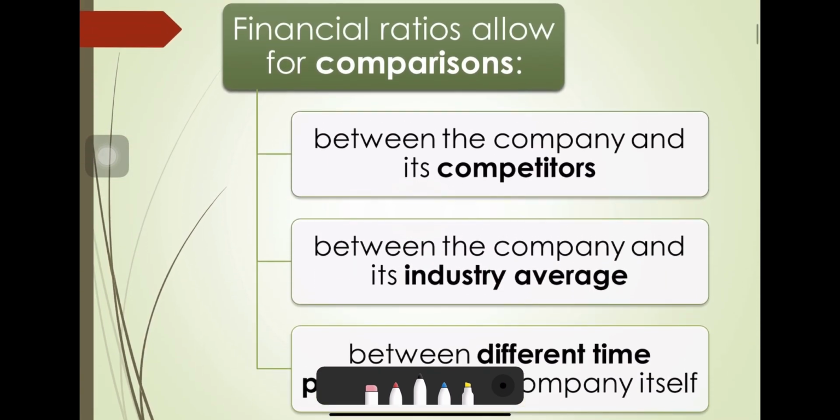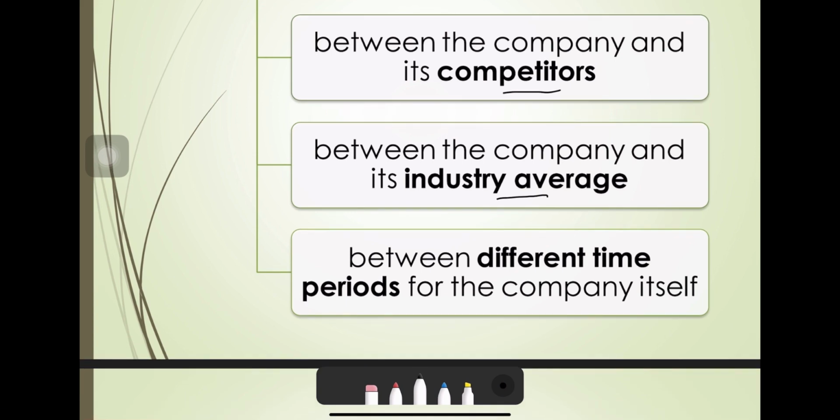Okay, so financial ratios allow comparisons between what? Between the company and the competitors. We can compare our company with the competitors, and we can compare our company with the industry average, and also we can compare our company with itself, meaning to say with the previous year, from a different time period for the company itself, right?